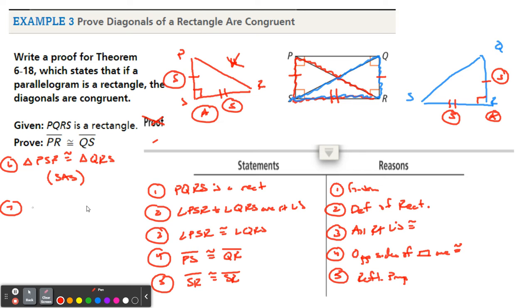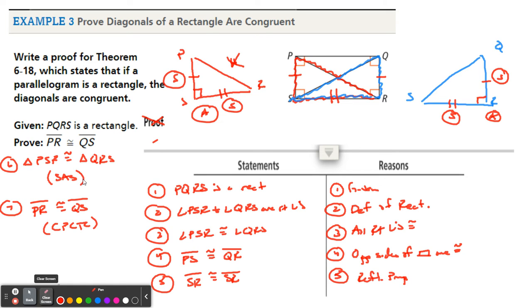So then if those 2 triangles are congruent, then all of the corresponding parts are congruent. Segment PR and QS are a pair of corresponding parts. So they are going to be congruent by CPCTC. And there we go. So again, can't ever do too many proofs. But now you should believe, always and forever, that the diagonals of a rectangle are congruent.